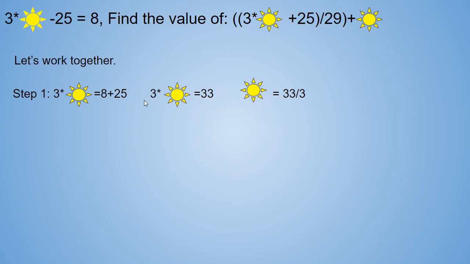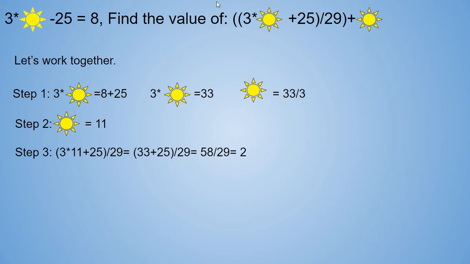So now we can divide both sides by 3, which would be basically sun equals 33 divided by 3. And if we solve that, sun equals 11, right? 33 divided by 3 is 11. Now we are just going to solve this expression and substitute 11 for the sun symbol. So 3 times 11 plus 25 divided by 29. So I'm just taking this part of the expression right here. I'm not taking the plus sun. We'll do that at the end.